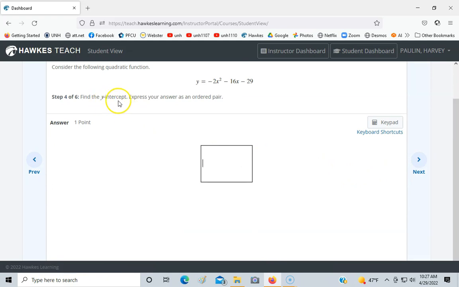Now we want to find the y-intercept. Well, if x is 0, our y-intercept is going to be a -29. So I'm going to use my keyboard just to put in parentheses here. Shift parenthesis. And then it's 0, comma, -29. Okay.